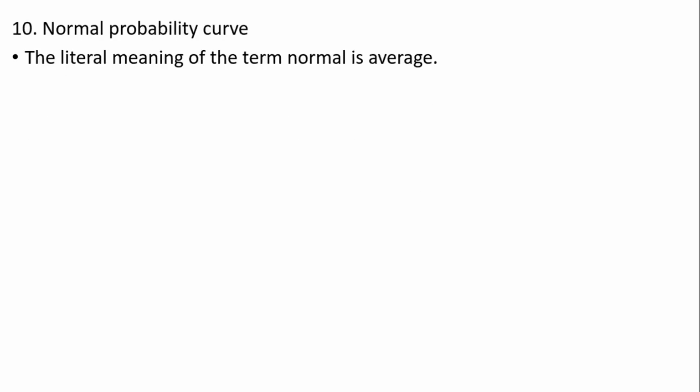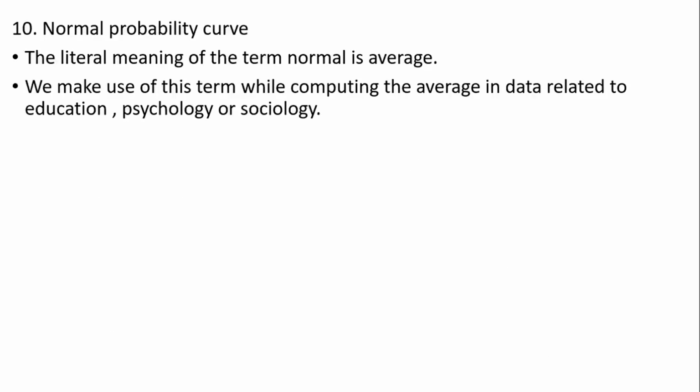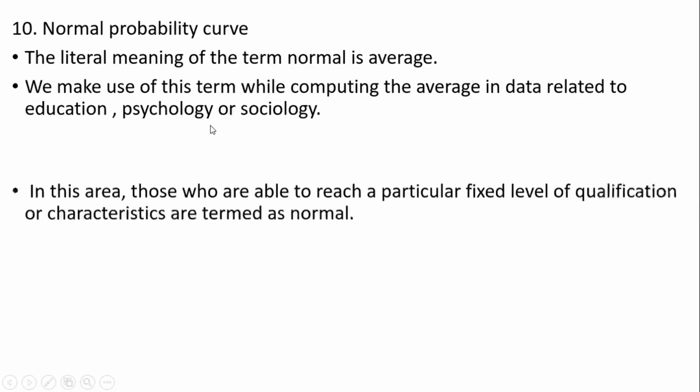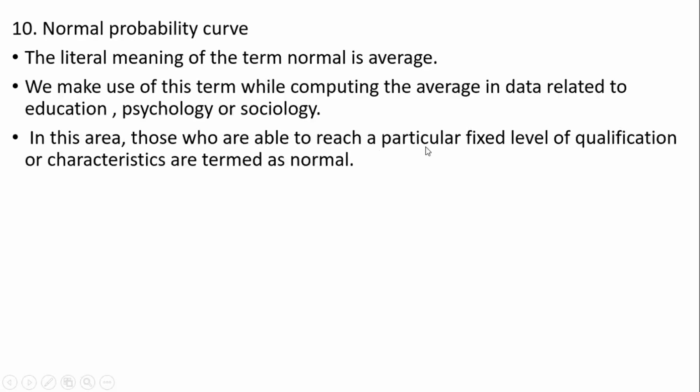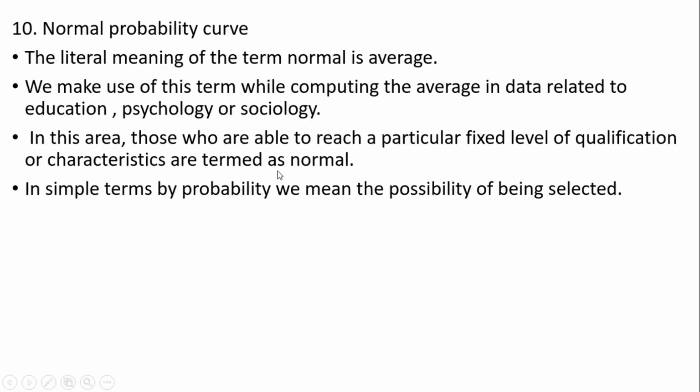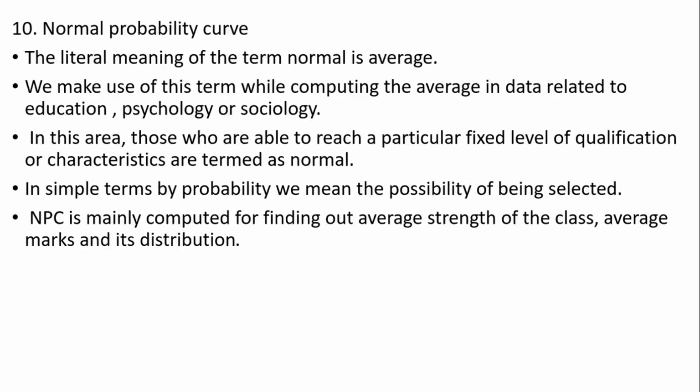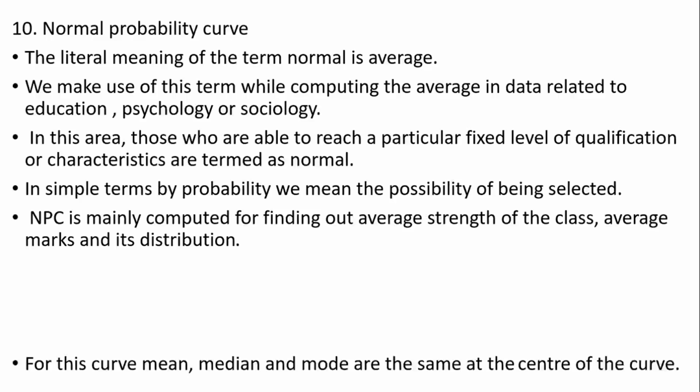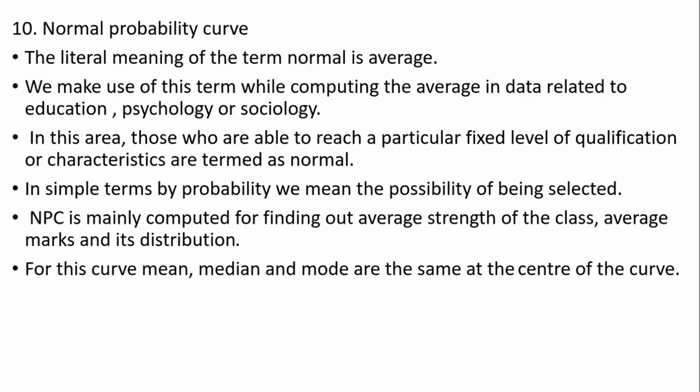Normal probability curve. The literal meaning of the term normal is average. We use this term while computing the average in data related to education, psychology or sociology. In this area, those who are able to reach a particular fixed level of qualification or characteristic are termed normal. In simple terms, probability means the possibility of being selected. The normal probability curve is mainly computed for finding out the average strength of the class, average marks and their distribution. For this curve, the mean, median and mode are the same at the center of the curve. The curve is perfectly symmetrical.